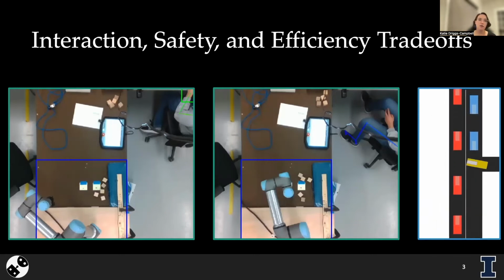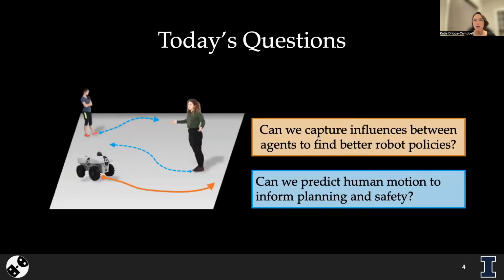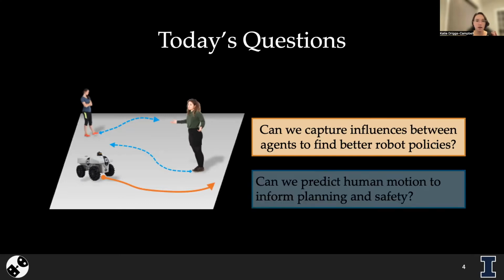So today we're going to look at two different ways we can start modeling and understanding the human. We're going to do this by trying to understand and predict interactions between people, and we're going to rely a lot on graphical representations for this. The first one, we're going to think about ways we can capture or represent influences between different agents to find better robot policies. And then the second thing we're going to do is look at some prediction methods for human motion, so hopefully we can then inform planning and, at the end of the day, safety. So let's just dive right in. One of the main motivations we're going to look at is the challenge of robot crowd navigation.